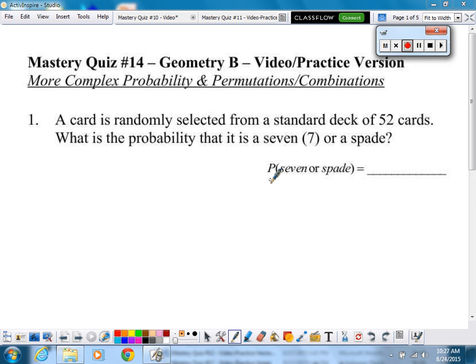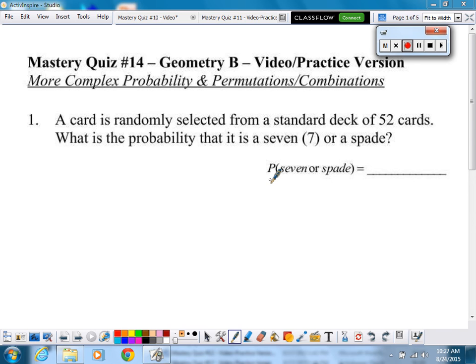Question number 1 says a card is randomly selected from a standard deck of 52 cards. What's the probability that it'll be a 7 or a spade? Alright, I'm choosing one card from a standard deck of 52 cards. If you're not familiar with this deck of cards, you might want to take a deck of cards, look at them, see what they're all about. There is a diagram in your textbook so it can help you understand how the deck of cards works.